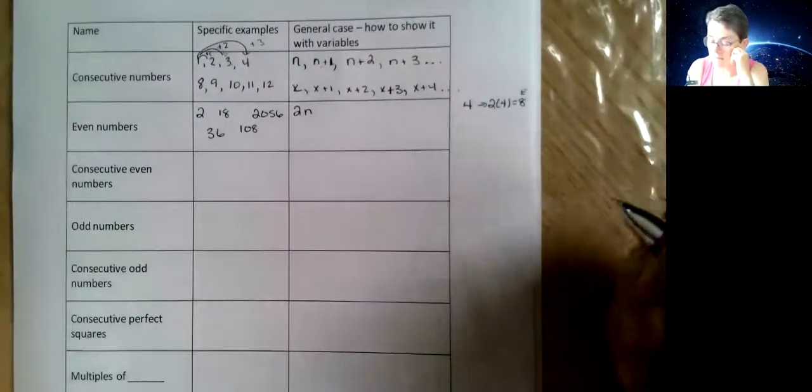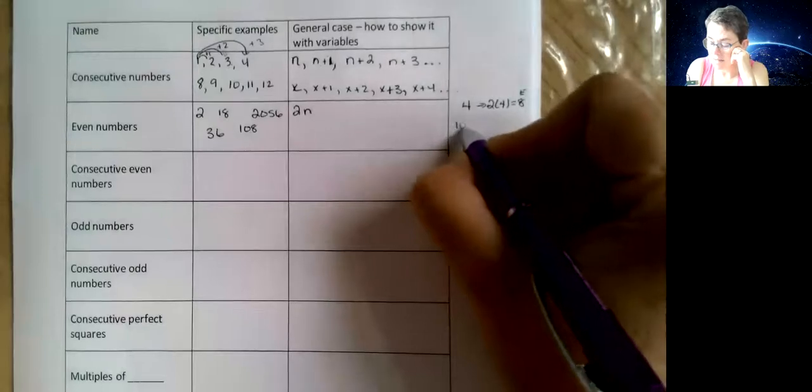So to show that, all you need to do is say 2 times some number. That's always going to be an even number. Check it out. Let's pick a number. So if I say, I don't know, 4. If I go 2 times 4, it'll be 8. That's an even number.